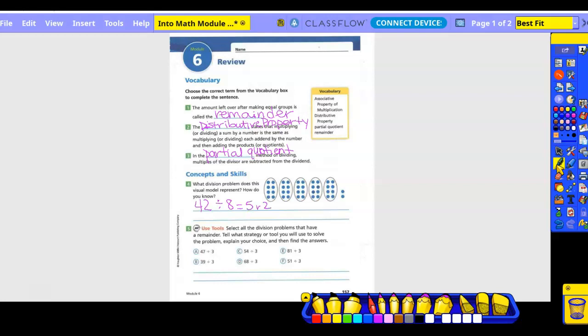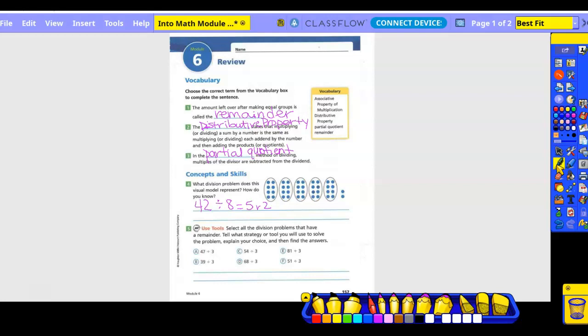remainder 2. Okay, and we know that because we just talked about it, right? We had 42 total dots, okay, and then we had 8 in each group, which got us 5 equal groups with 2 left over that could not go into those groups.